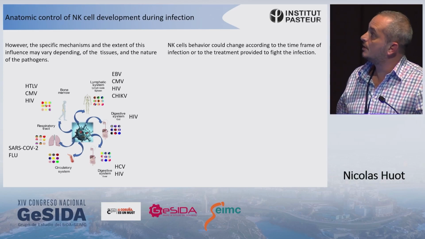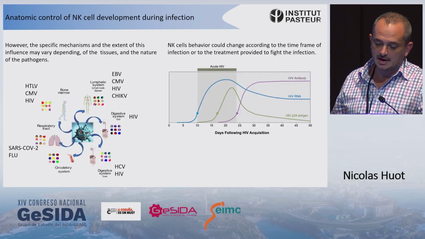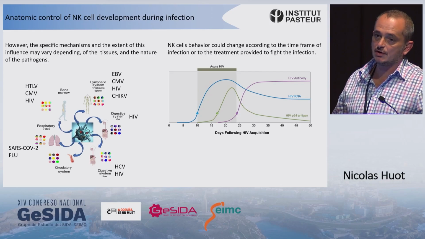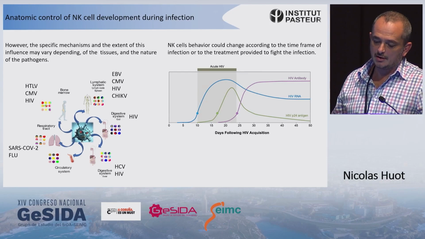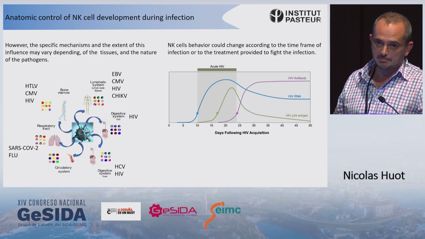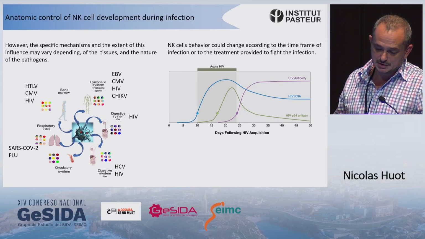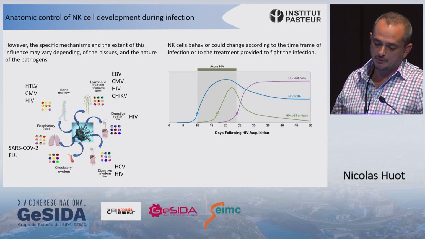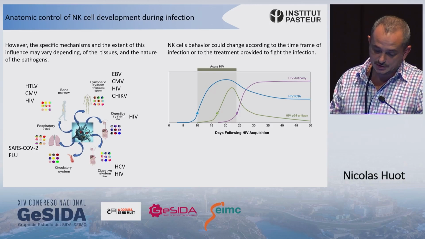Moreover, NK cell behavior could change according to the time frame of the infection. You will never have exactly the same picture if you are in the acute phase of HIV infection, in which a lot of pro-inflammatory cytokines are produced, or if you are in the chronic phase. Moreover, the treatment provided to fight HIV infection could have an impact on NK cells. As previously shown, according to the treatment provided, you can have a gain of weight, and this gain of weight could impact NK cell functionality.